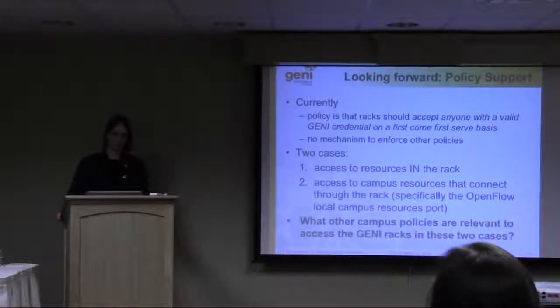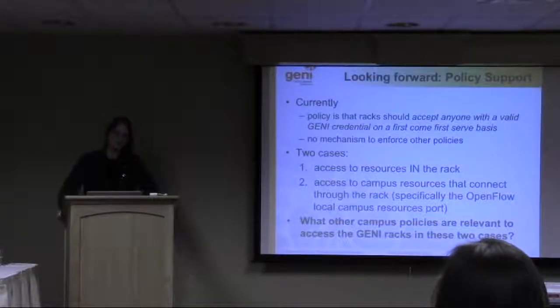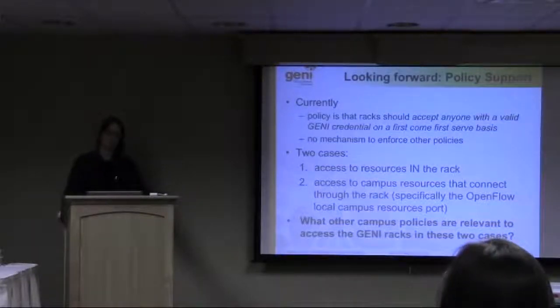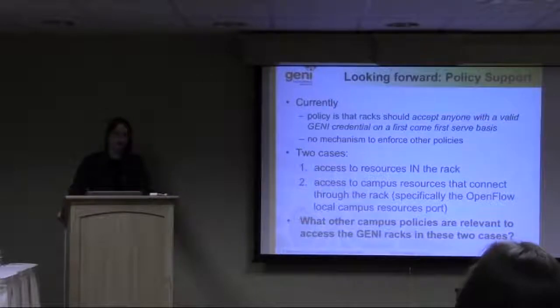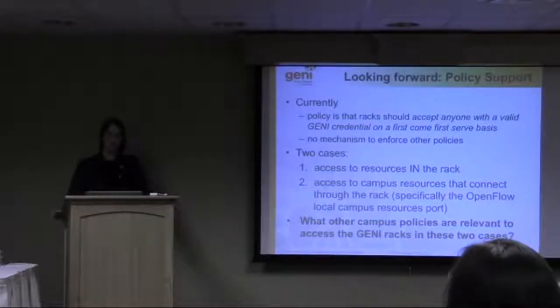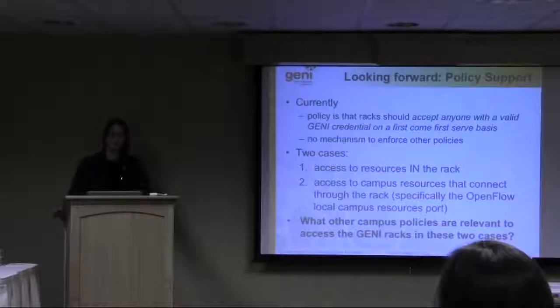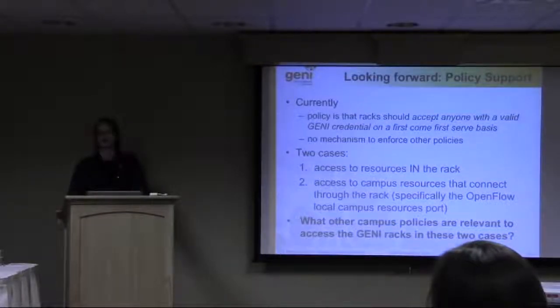Okay, good. So the third thing we want to talk about is policy support. Currently, the informal and non-formal process is that a RAC should accept anyone with a valid GENI credential on a first-come, first-served basis. Currently, there are no mechanisms to enforce any other policies. However, we think that maybe there should be, because there are a couple of situations where we might need to enforce other policies. The first one's the obvious case: somebody has a RAC on a campus and they want to access resources in that RAC. That's the typical case, and we think that's probably fine.